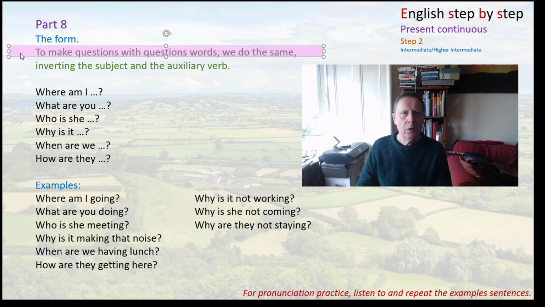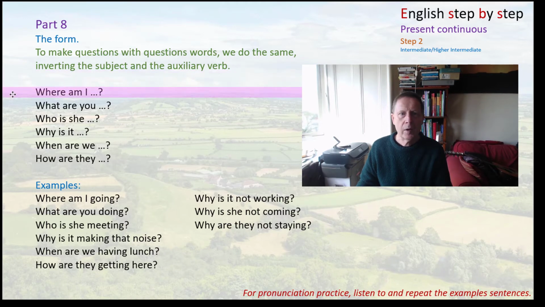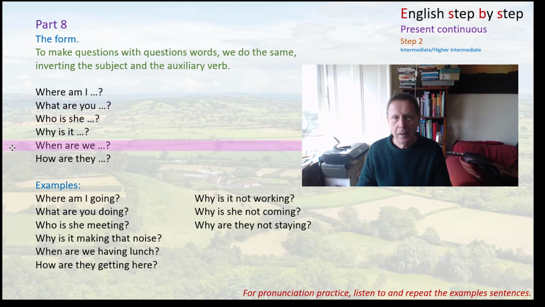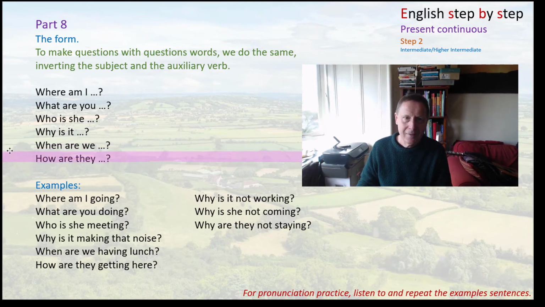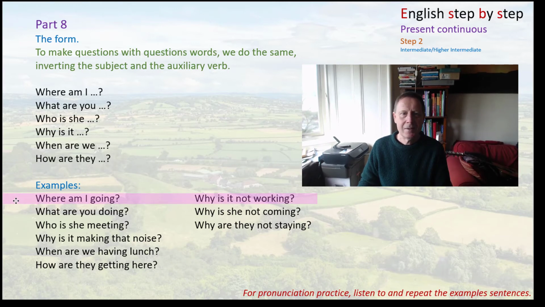So you also use inversion, and you put the question word before the inversion. For example, where am I? What are you? Who is she? Why is it? When are we? How are they? So you can see the inversions here. Am I? Are you? Is she? Etc. Let's look at some examples in sentences.